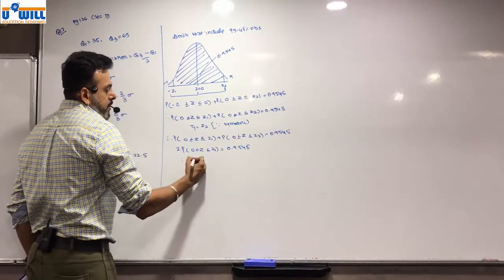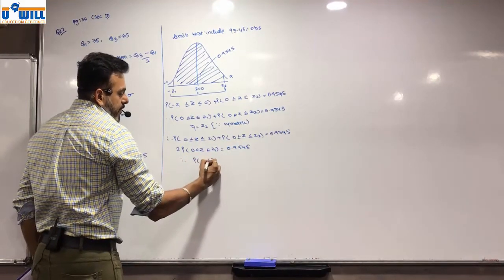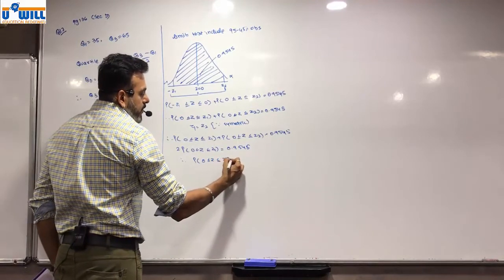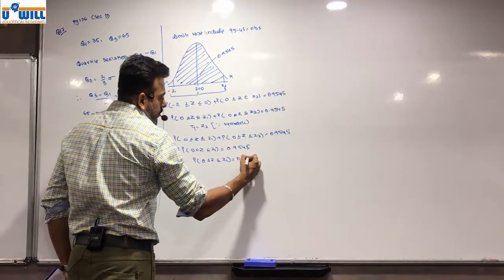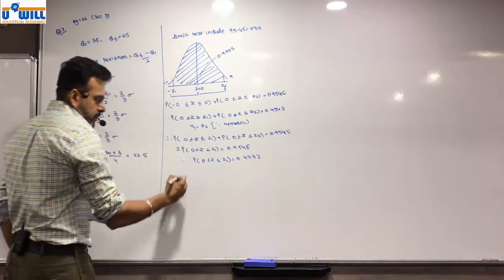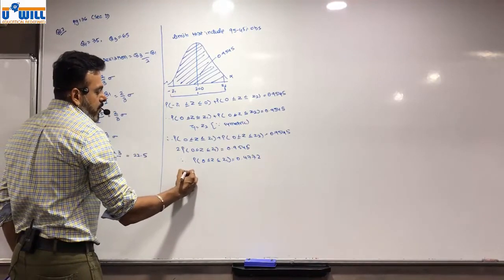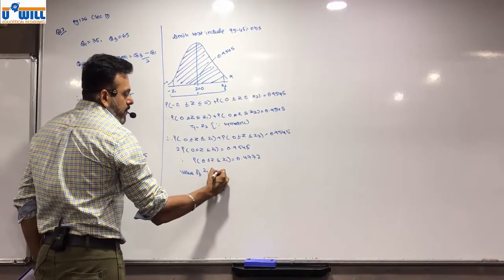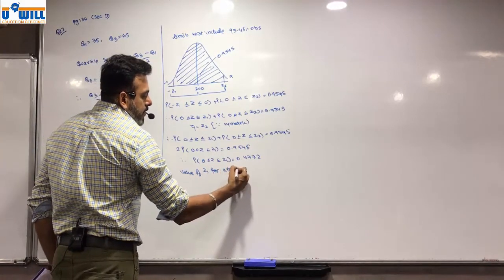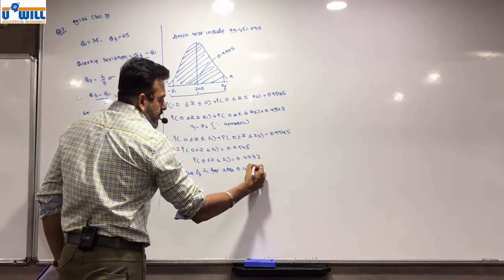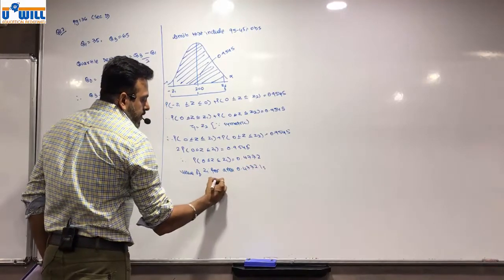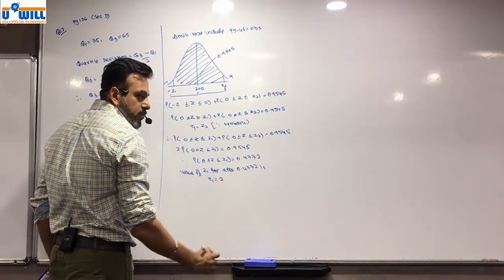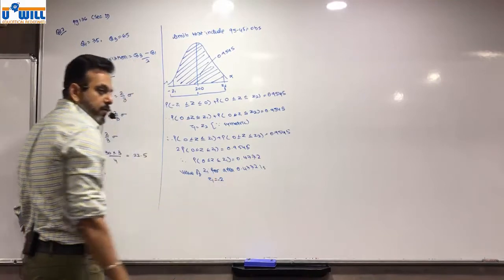Therefore, probability of Z from 0 to Z1 is 0.4772. Value of Z1 for area 0.4772 is Z1 is equal to 2. Negative 2.